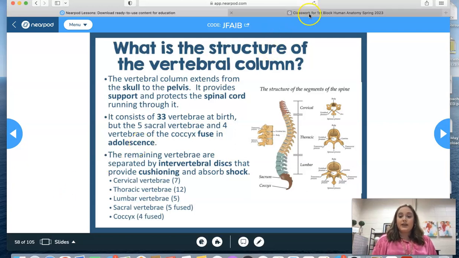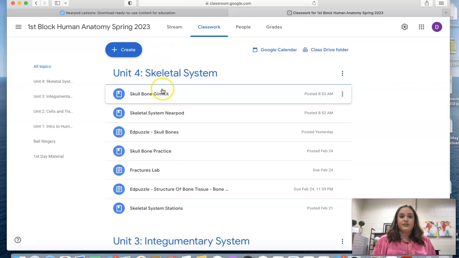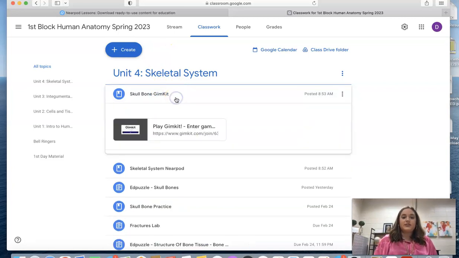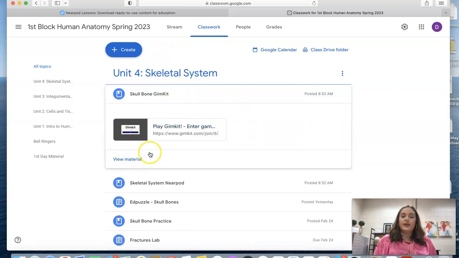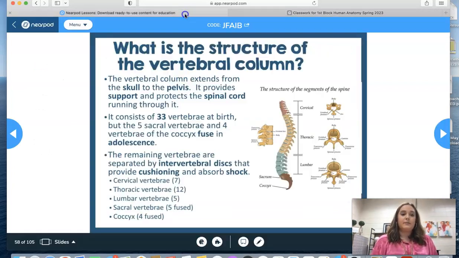If you have not already, you need to go ahead and head over to Google Classroom. There is a skull bone gym kit right here. You have a homework assignment there. So go ahead and review all of these skull bones from yesterday, and when you are done, come back here and we will begin our notes.